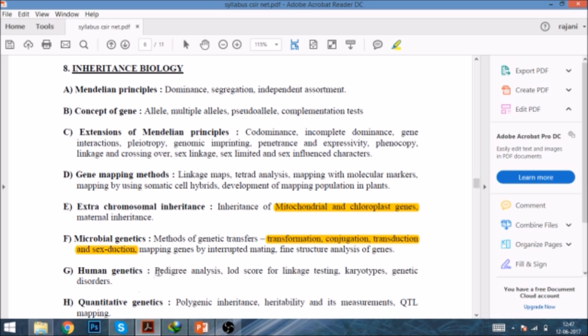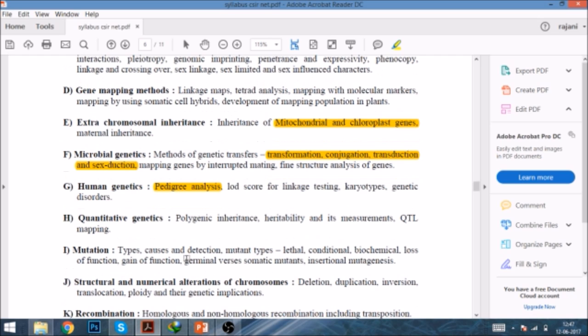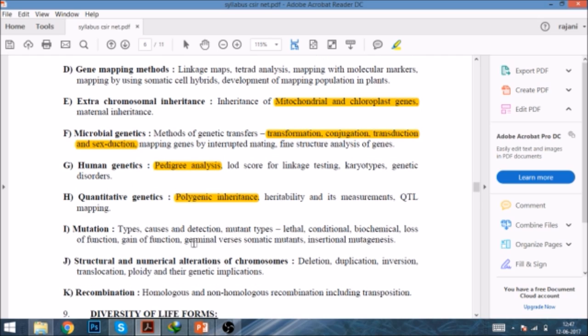In human genetics, pedigree will definitely be there. One question will definitely be there from pedigree analysis. Polygenic inheritance is also an important one. In mutations, simple questions are asked. You can easily attempt that.